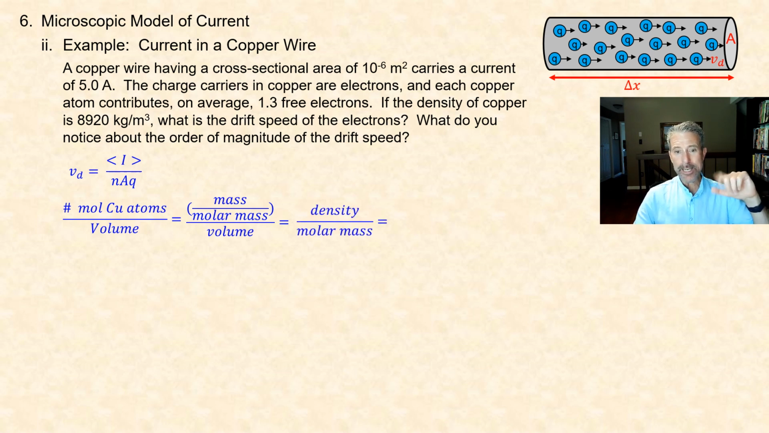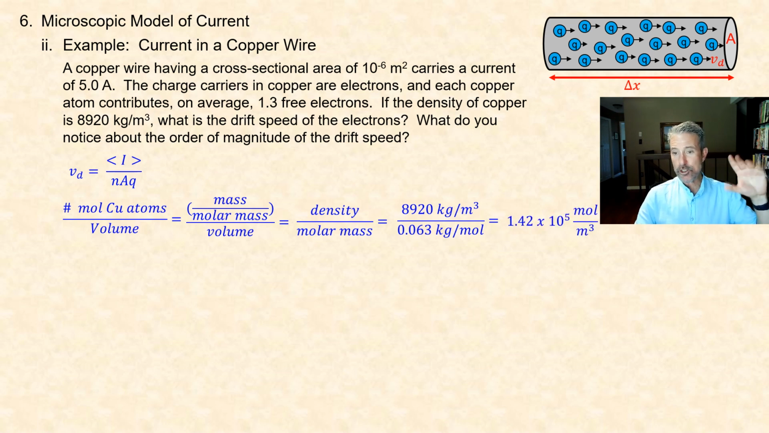Well, as you can see here, the mass divided by the volume is simply the density. So this expression here becomes the density over the molar mass. Plugging in the numerical values we have, the density is 8,920 kilograms per cubic meter. The molar mass can be looked up from the periodic table, about 63 grams per mole, or in SI MKS units, 0.063 kilograms per mole.